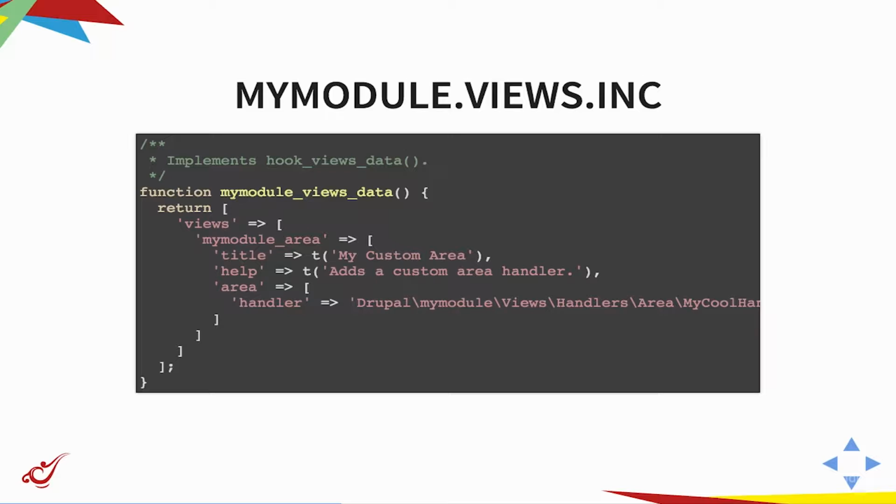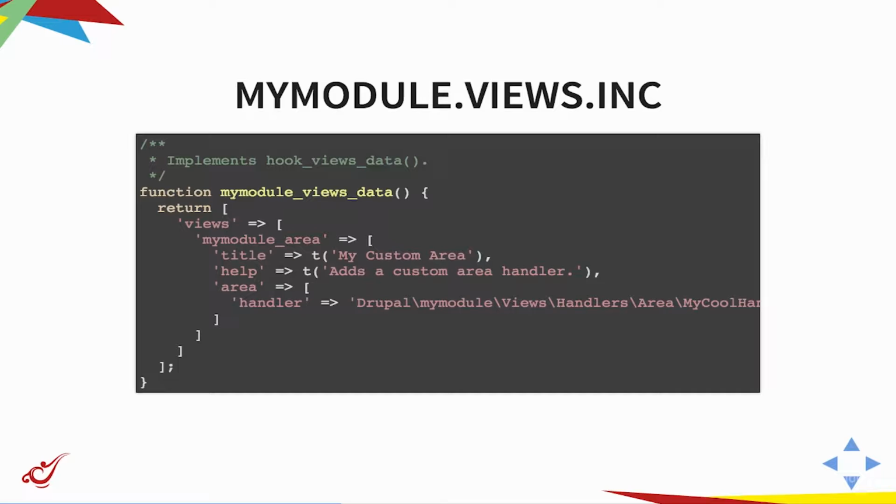If you have any code that isn't a hook, you should be including that in some other file so that it's only included when you need it, like maybe through a hook menu callback or whatever it is. That way you're not loading all this extra code into memory when you don't need it. So what views is saying is, if you define that you're using my API, I will load this file called mymodule.views.inc, and then I'll invoke the hook to see if you have something in there.